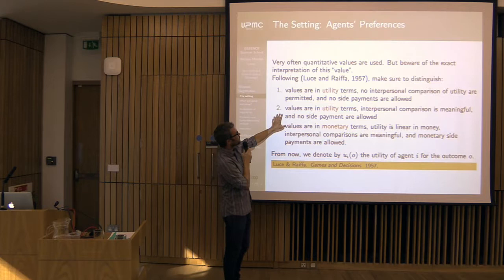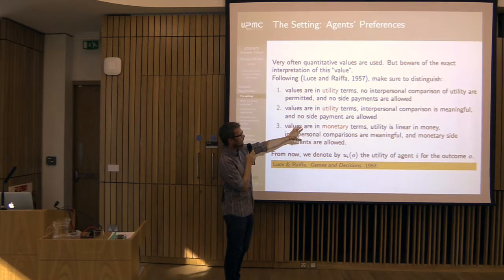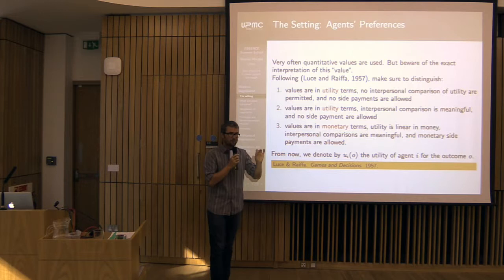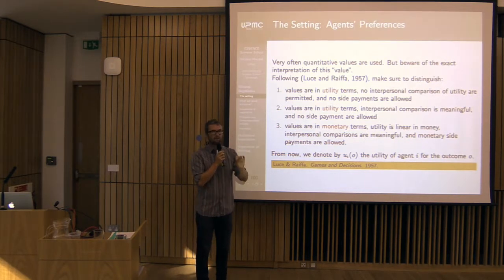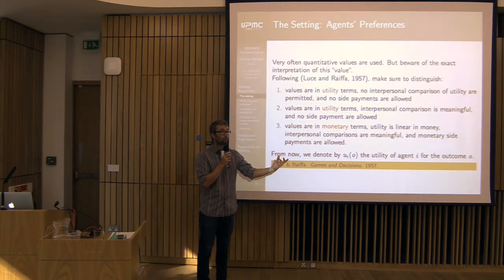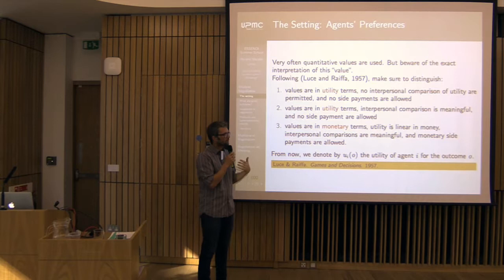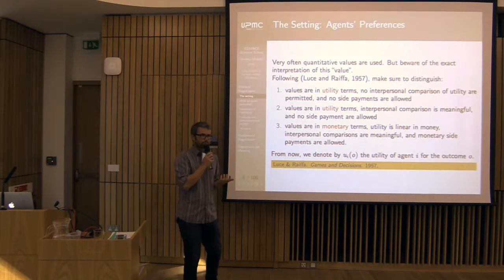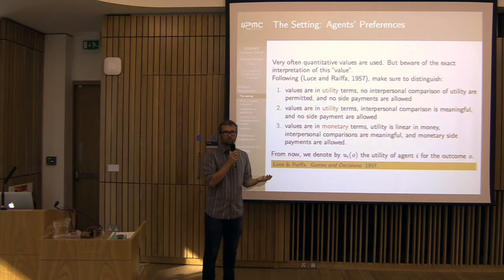They said, so values can be utility terms, but one very distinctive issue is whether you can have interpersonal comparison of utility or not. So what does it mean? Interpersonal comparison of utility means that the value that I give for something can be compared to the value that you give for something. Okay? And this cannot be taken for granted. It really depends on the domains and on different parameters that you may have in the negotiation setting.